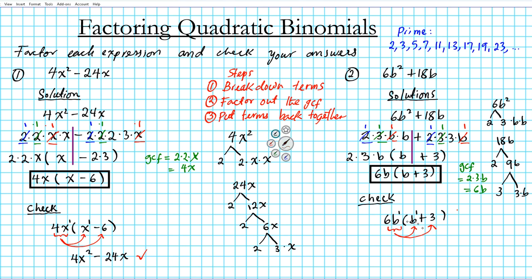All right, what is 6b times b? Using the product property of exponents, you just add the powers. So that's going to be 6b squared. And then 6b times 3, just multiply the numbers, 18b. And your final answer is 6b squared plus 18b. Does that match up with the original question? It certainly does. So our answer is in fact correct.